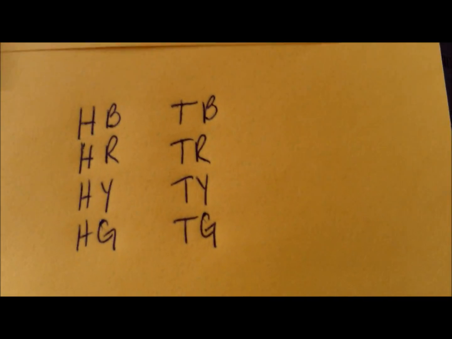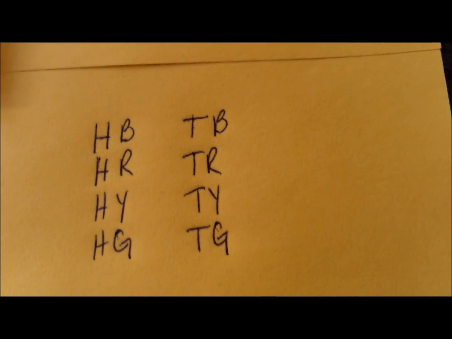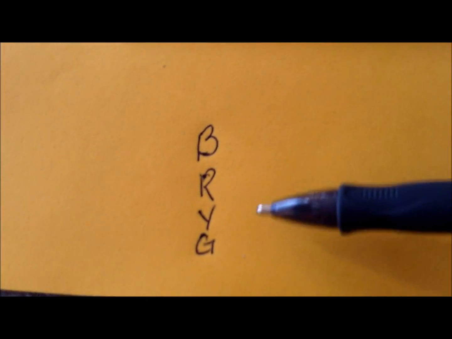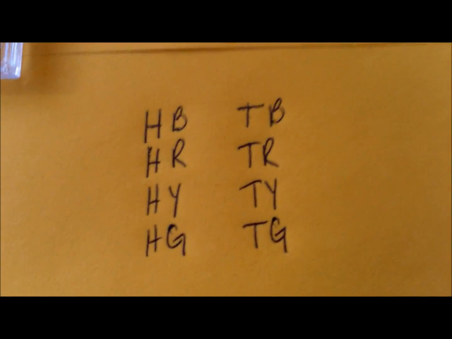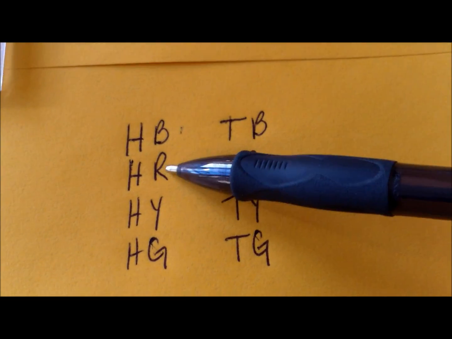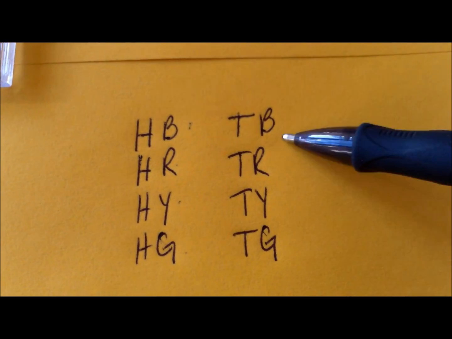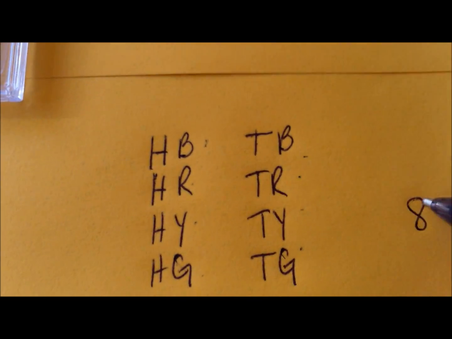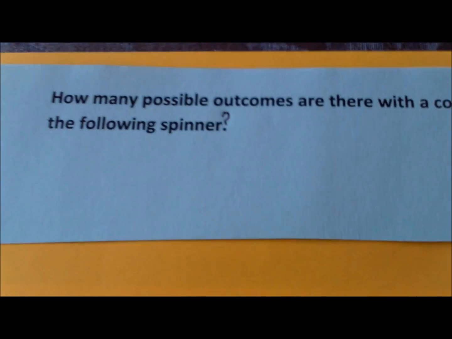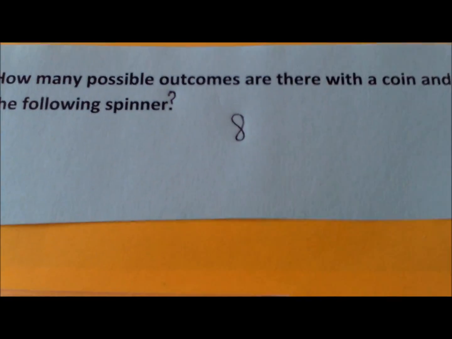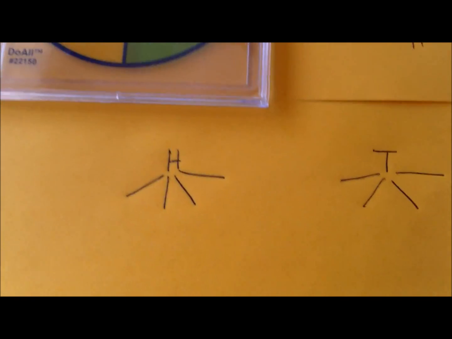green. Notice I can't fill anything else in because the coin only has 2 sides on it, and the spinner only has 4 colors. If I were to count up all of these items on my list, I would see that there is 1, 2, 3, 4, 5, 6, 7, and 8, for a total of 8 possible outcomes with the coin and the spinner. So we would put that there are 8. We worked on making a list.